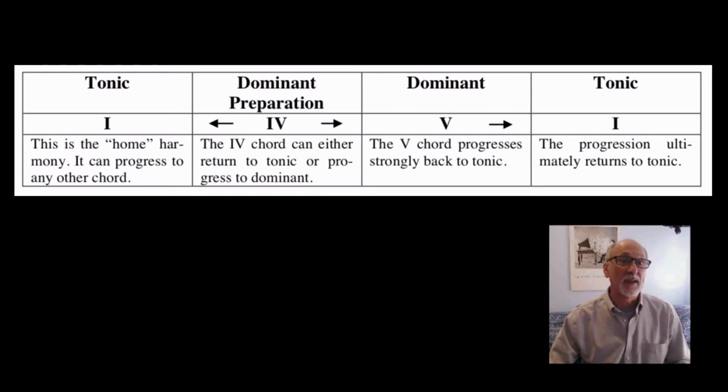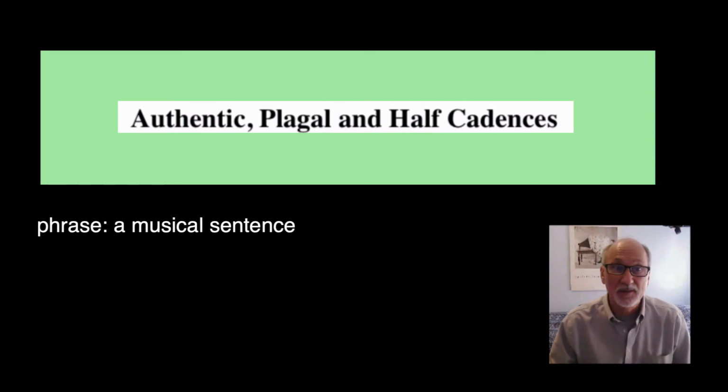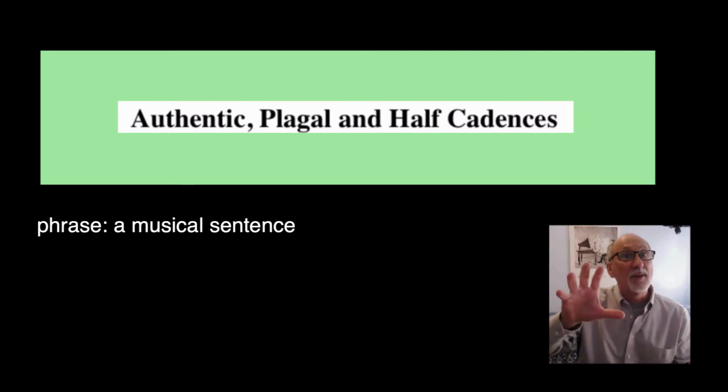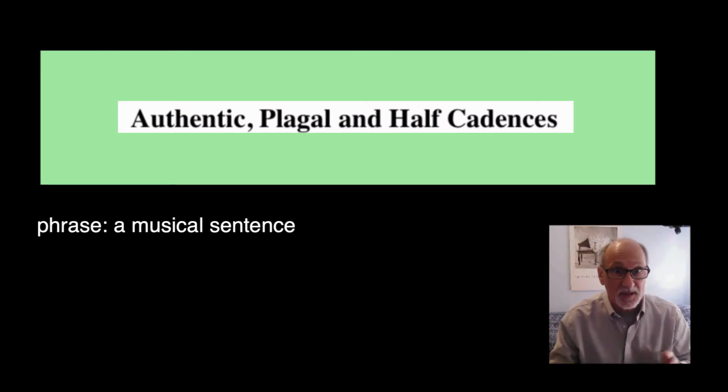We have authentic, plagal, and half cadences. Now, a few definitions. A phrase is a musical sentence with a very distinct melodic shape. The end of the phrase can be perceived by some kind of a cessation of the forward motion. In other words, at some point, the phrase comes to a conclusion. Just like the sentence that I'm speaking right now is going to come to a conclusion by me slowing down and my pitch going down and coming to an ending and then a pause. Music does the same thing.